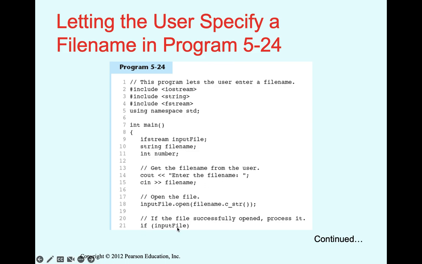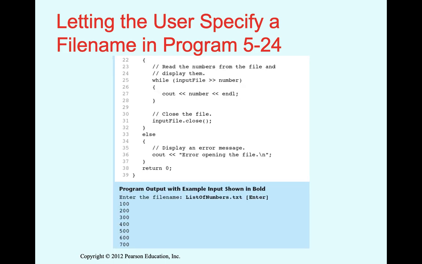We check if the input file, if reading from the file was successful, we will make a loop. inputFile >> number, we read all the numbers from the file and store them in number. Every time we store one, we print it on a new line, and at the end we close the file. Else means reading the file was not successful. In this case, we will print an error message. So this was the example.